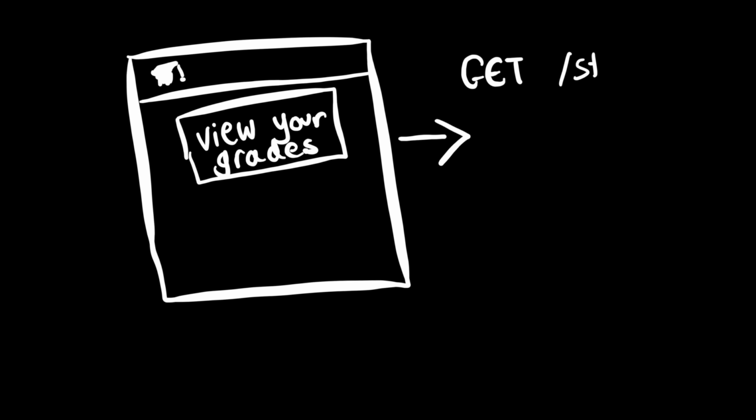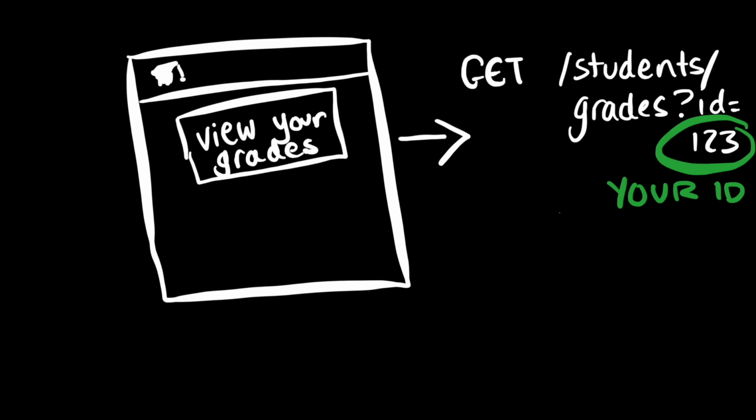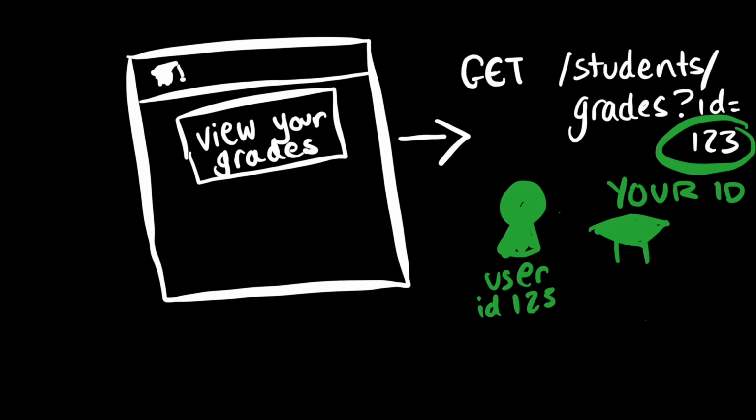Imagine you're logged into your university's student portal. You click on View My Grades, and the web browser sends a request to the server that looks something like this. GET /student/grades with the parameter of id equals 123. The server sees your ID as 123 and fetches the grades to show them to you. That's all working as intended.